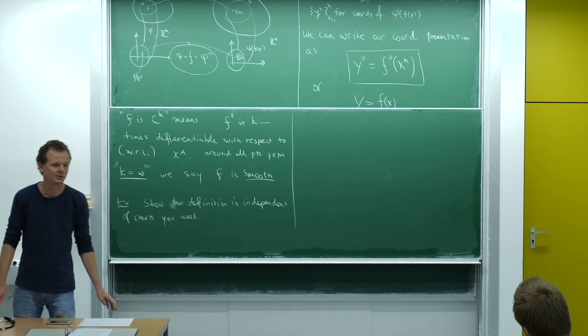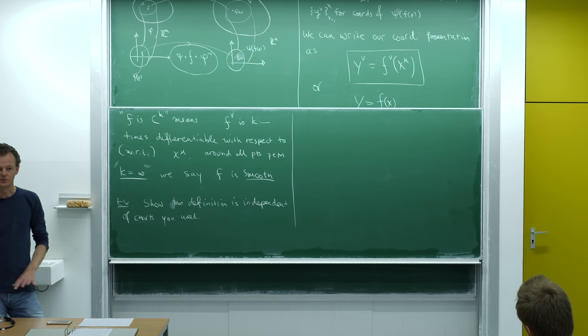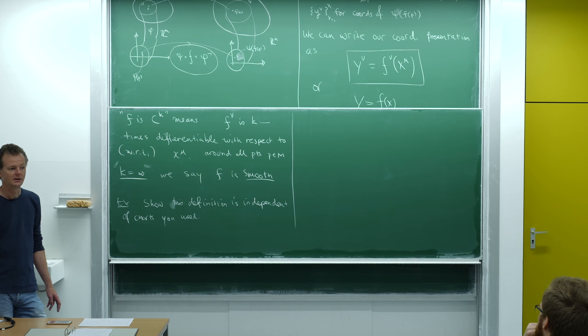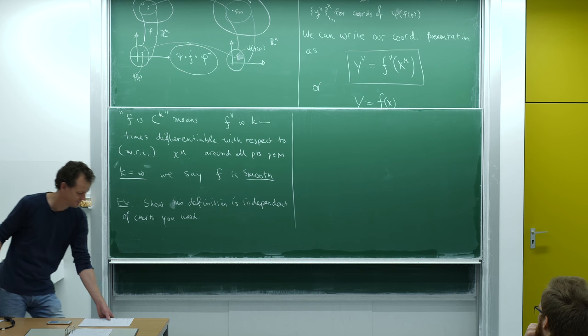That's it. So we've got our category now. We can actually start doing math. We want to do physics, but you know, we can at least do math. Our objects are manifolds, C^k manifolds, and our morphisms are C^k maps between these manifolds. And k will usually be infinity.